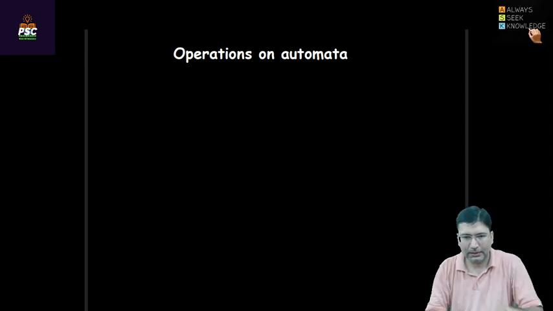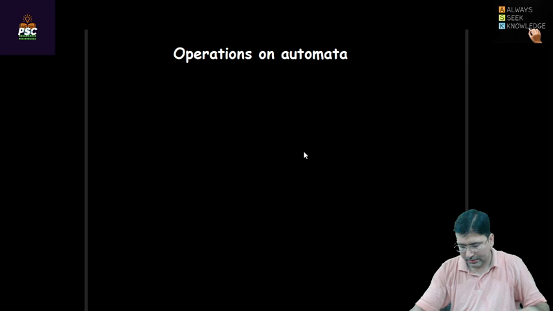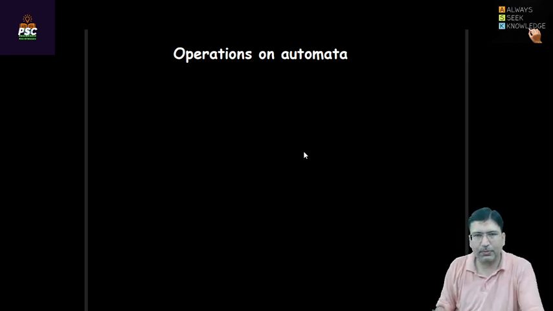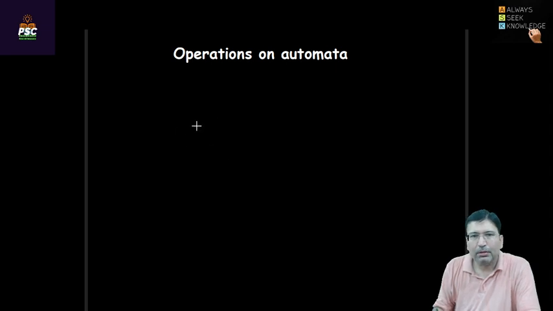Hello everyone. In this lecture, I'm going to discuss some important operations on automata. So why do we require different operations to be performed on automata? Sometimes a regular language will be given to you and you realize that this language is the combination of two different regular languages. In such a case, we may require to perform a certain number of operations.